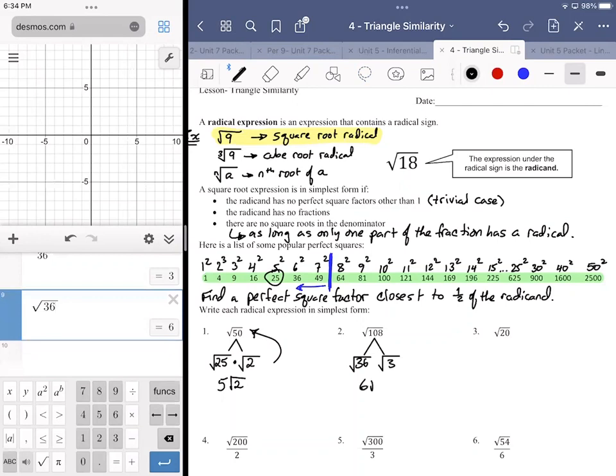The radical 3, I can't do anything with. There's no perfect square value that divides evenly into 3. If I go to the half value of 3, that gets me to 1.5. The only value in my list that's less than 1.5 is 1, and that's the trivial case, but it's of no help.